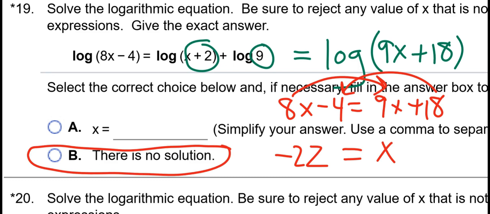If negative 22 is my only option, that's not working for me. If you go back and plug that in here, negative 22 plus 2 is negative 20. You can't take the log of a negative number. We're done. There is no solution to that one.